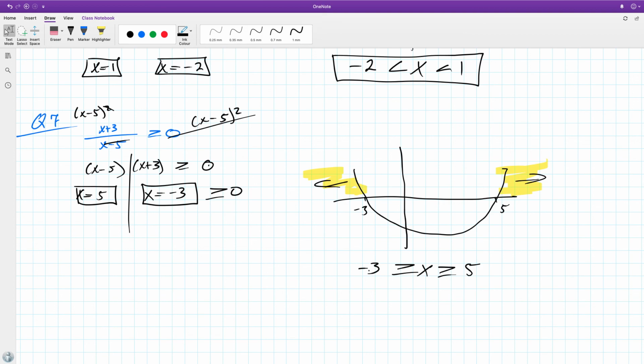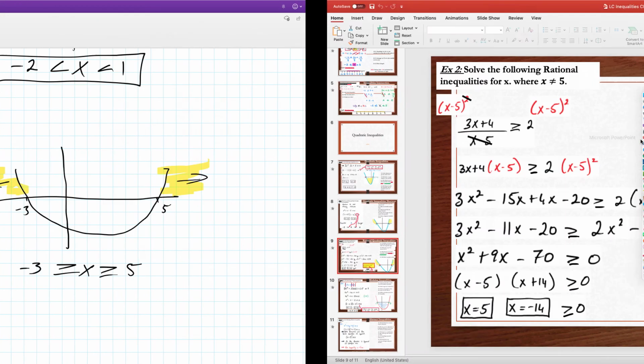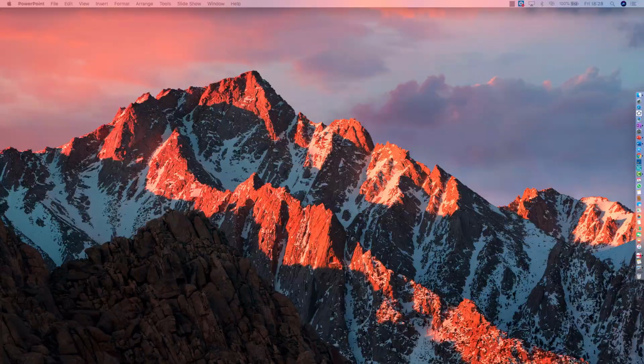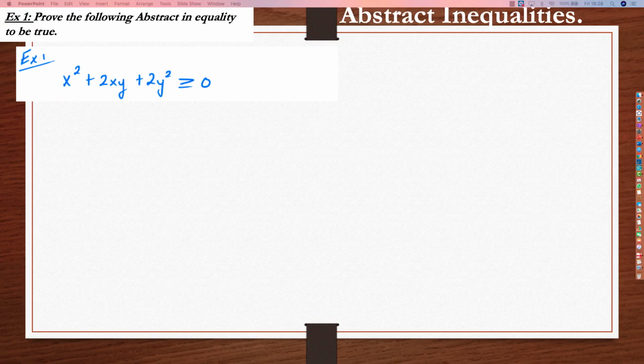Right, last little thing for today before we head out the gap. These can come up a small bit tougher. They can come up the following. Abstract inequality. So, prove the following abstract inequality to be true. We don't know what x and y is, but we have to prove somehow that x squared plus 2xy plus 2y squared is greater than or equal to 0.